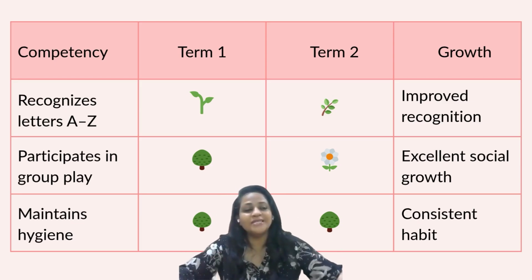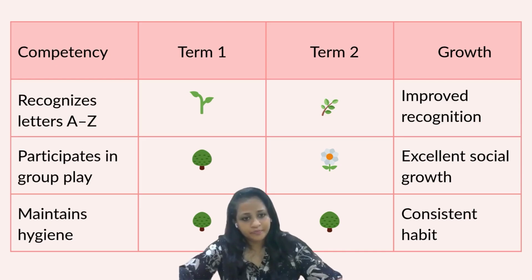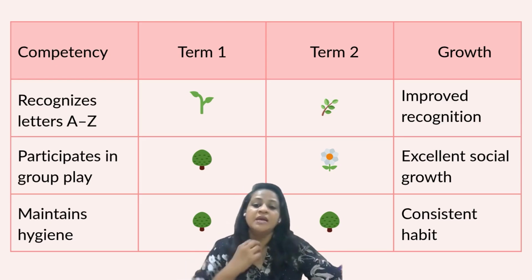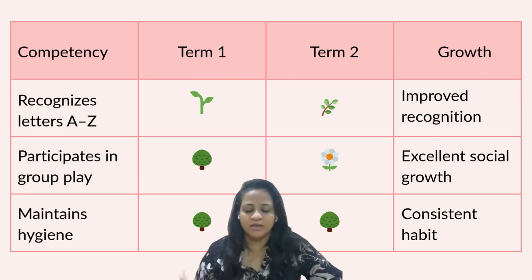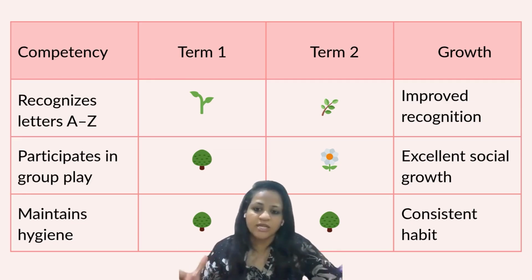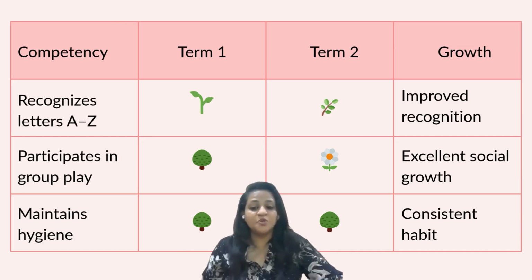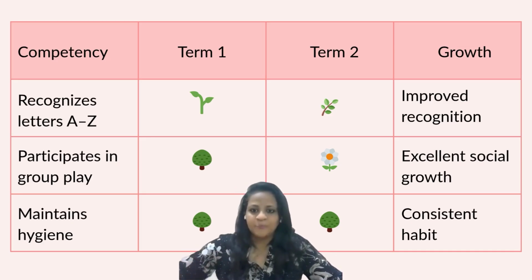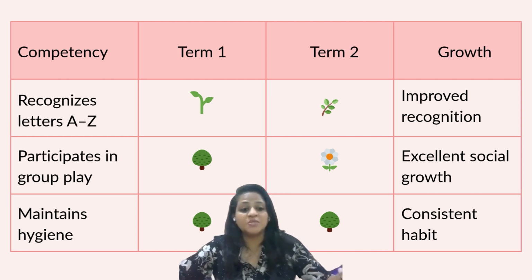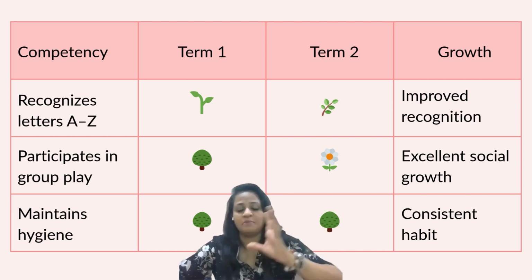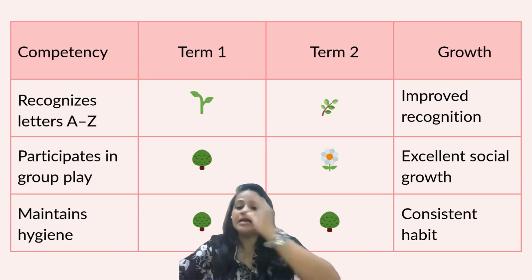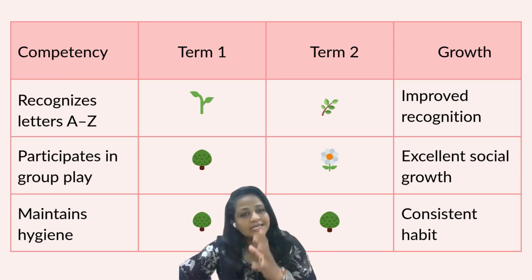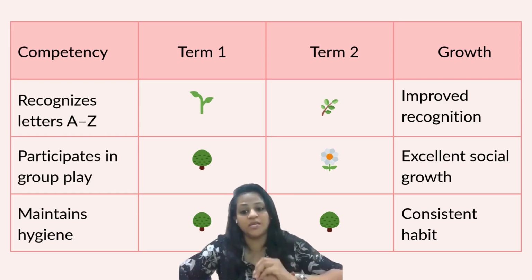Participates in group play: you can see the child was proficient, so the social development is going well, and by term two the growth is excellent now. Then we have maintains hygiene. Yes, we've seen that the child has been proficient in maintaining hygiene, and it's still consistent. So the habit is consistent. That's how the progress is noted.